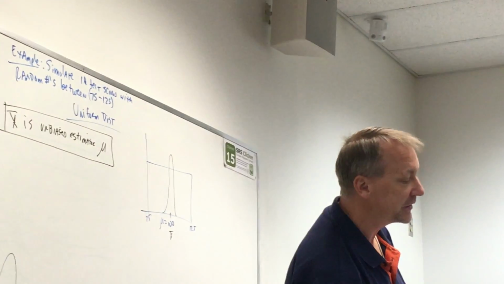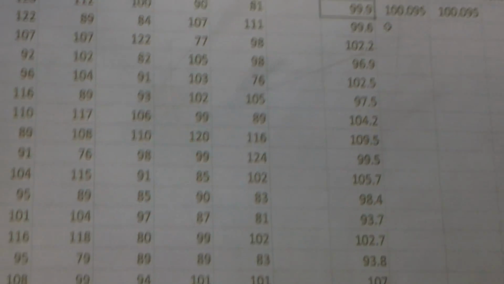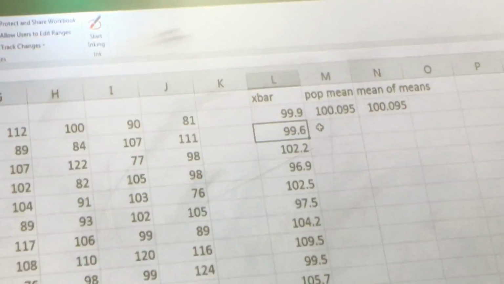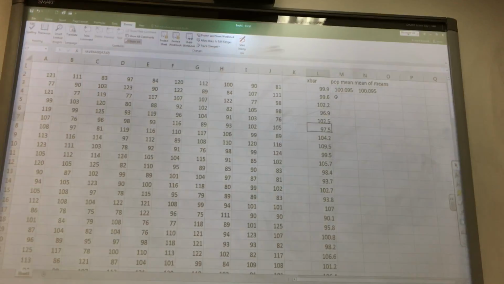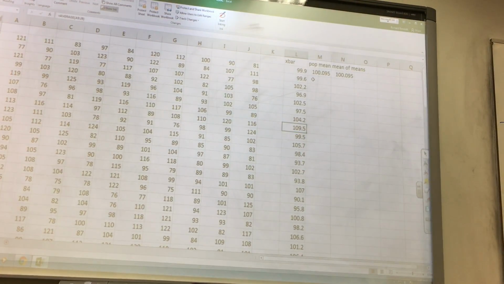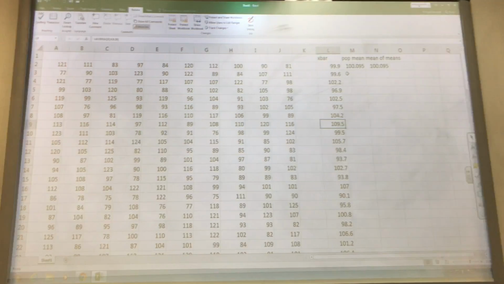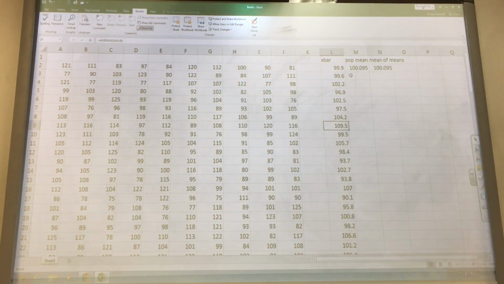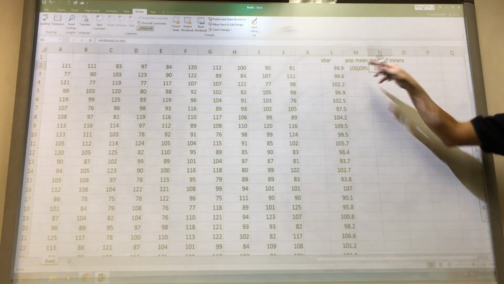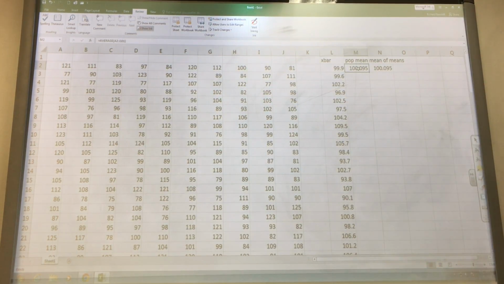I did 100 samples here. This first one was 99.9. That's really close to 100. But some of these are off: 97, 104, 109. So I'm not going to hit the population mean every time. There's going to be some variation, which is why I have my bell curve here. But the distribution is unbiased. If I do this 100 times, I'm going to nail it. So the distribution is an unbiased estimator of mu.